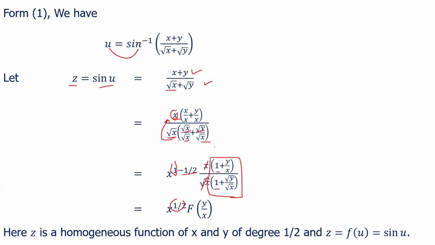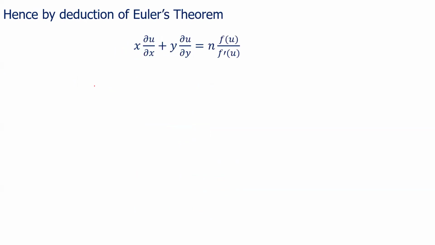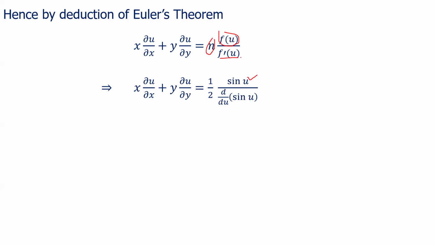And z is equal to f of u, which is nothing but sine of u. Hence, by the deduction of Euler's theorem, x del u del x plus y del u del y is equal to n f of u upon f dash of u. Here, f of u is sine of u, and n is equal to 1 upon 2. And f dash of u means the derivative of sine u with respect to u.